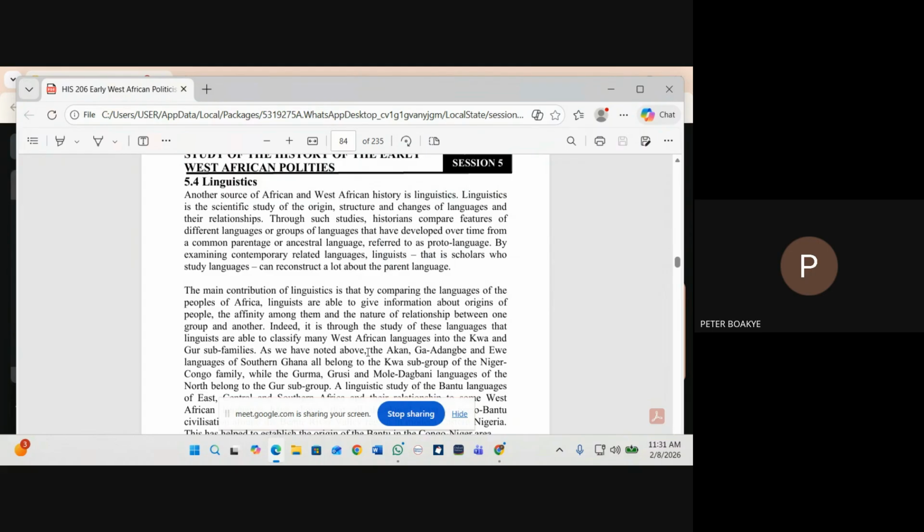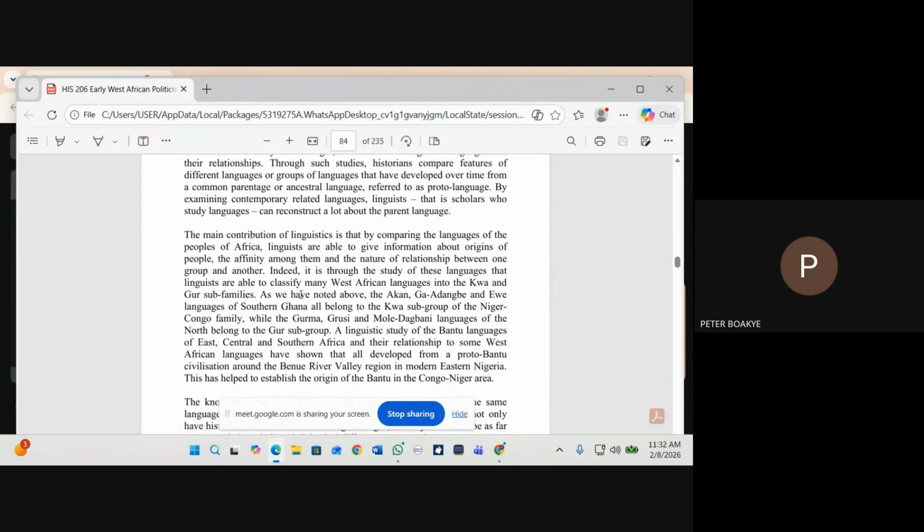Through such studies, historians compare features of different languages or groups of languages that have developed over time from a common parentage or ancestral language referred to as proto language. That's the original language that they have all these things from. Now, linguistics has contributed a lot.